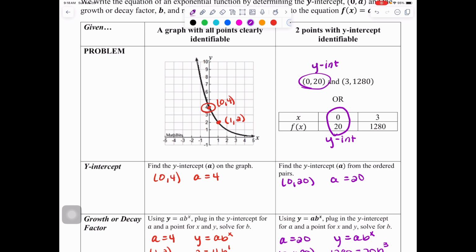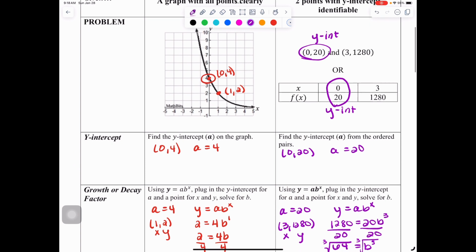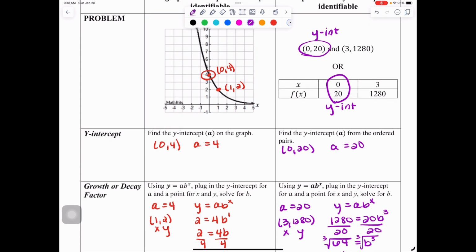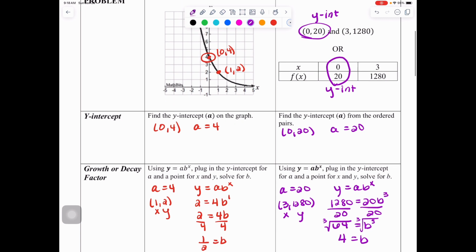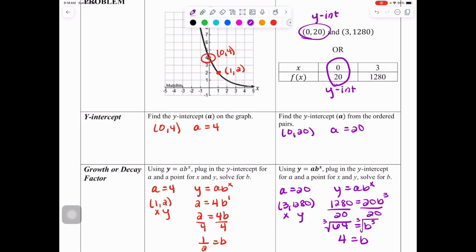Okay? So when it comes time to do the y-intercept section of finding what we need, we're just going to look from the ordered pairs. (0, 20) is telling me that 20 is the a value. Then, just like we did for the graph where everything was identifiable, we're going to use the a value of 20. We're going to pick 1 point. So I picked (1, 280) as my point, to be my x and my y.